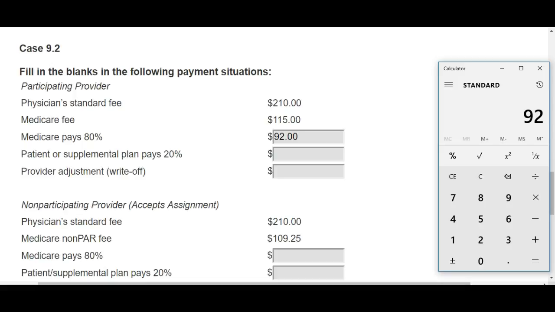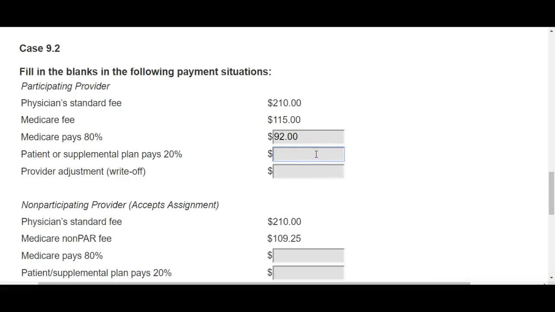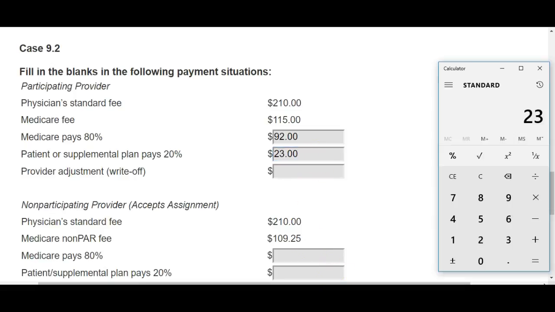And then 115 minus 92 leaves us $23, which is the 23% for the patient to pay. Sometimes I don't trust my math because I'm not the most fantastic at math, so sometimes I'll double check it. So 115 times 0.2 is going to give us 23. So I just like to double check there.